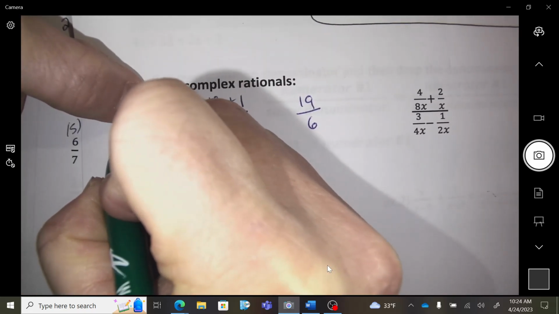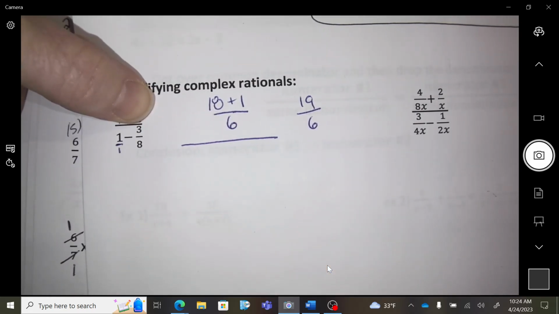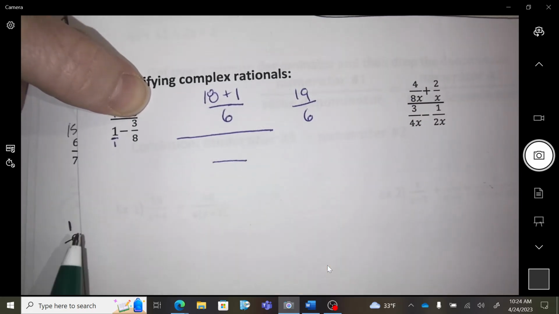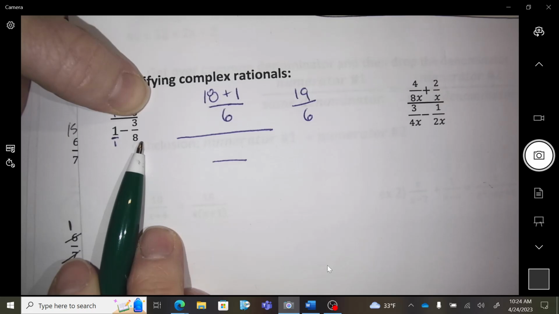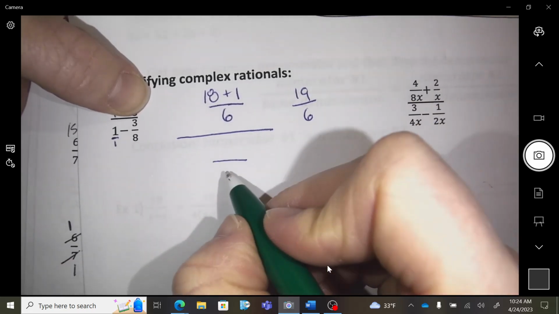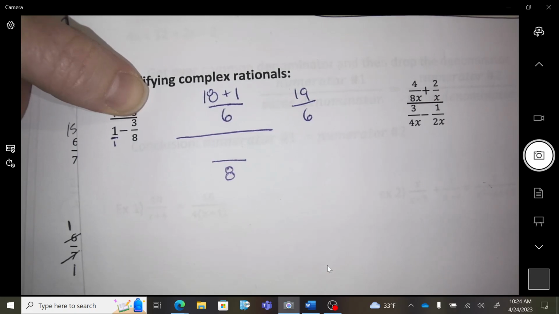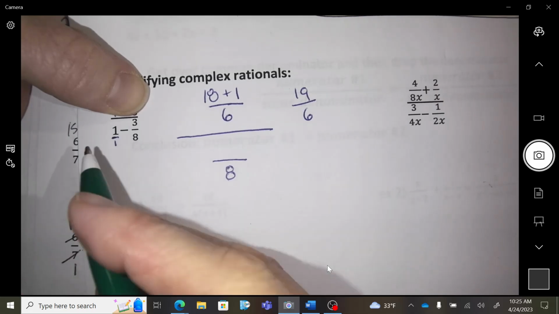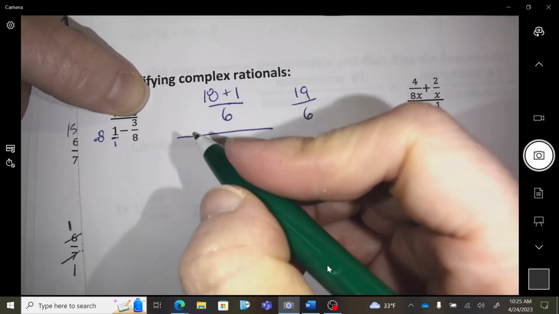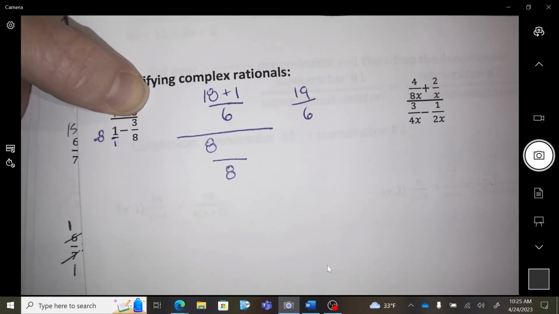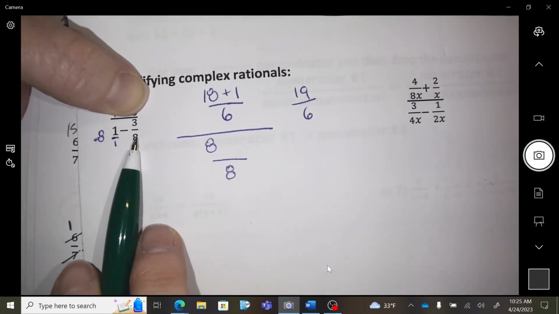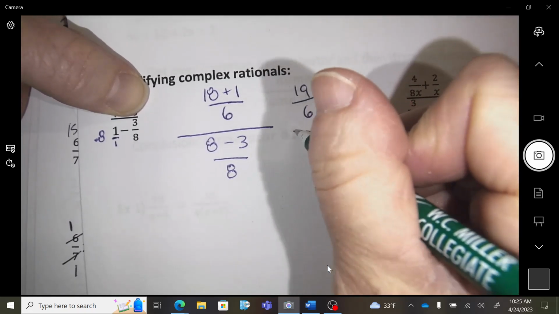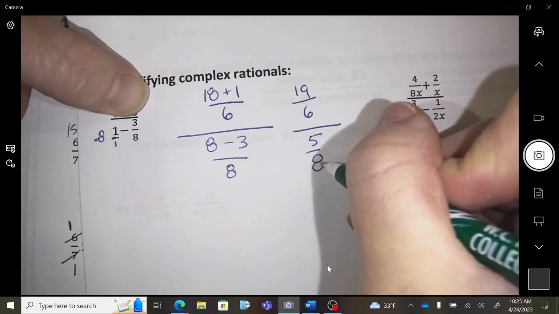Now I have another. I'm going to write this over 1 as well, just to help my brain figure out numerators and denominators. So here's a 1 on the bottom, here's an 8 on the bottom. Which bottom am I going to pick? 8. So this fraction, I would have to times it by 8. This fraction, nothing. So just subtract 3, which makes 5 over 8.